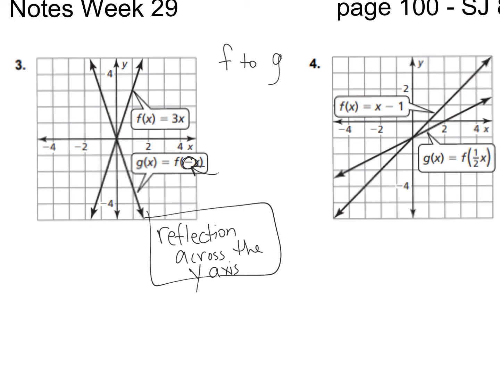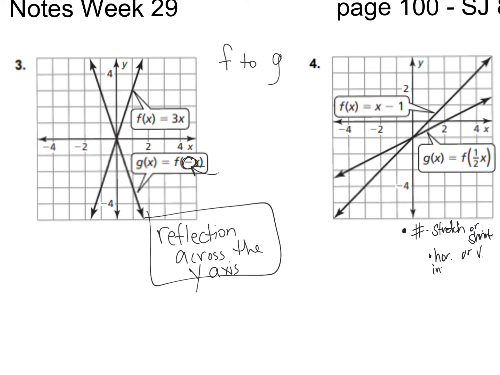Okay, number 4. Looking at my f of x function, what is this telling me to do? Okay, so I'm going to write down a couple of things. First, I'm multiplying by a number. That tells me it is a stretch or shrink. And it's either horizontal or vertical.